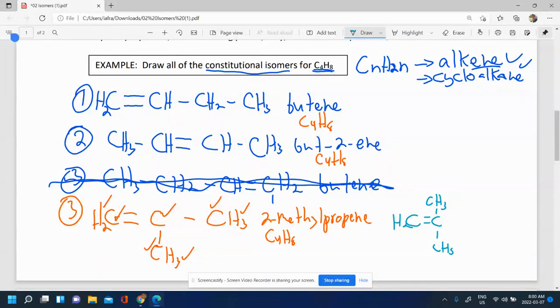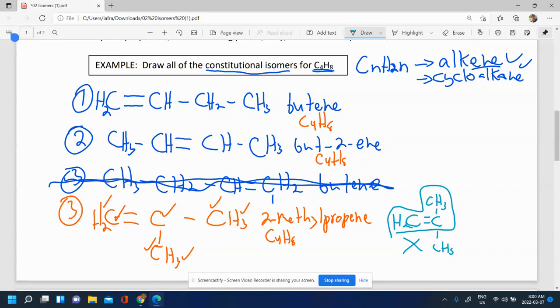This is a different molecule because it looks a little bit different, but it's still the same molecule, just kind of rotated around. If you count everything and name it, you'll notice that this is the longest chain, and it's still 2-methylpropene if you name it. So do not count this as an extra one. This is not an extra isomer. This is the same isomer as the third one we drew in orange, but just drawn in a different way.